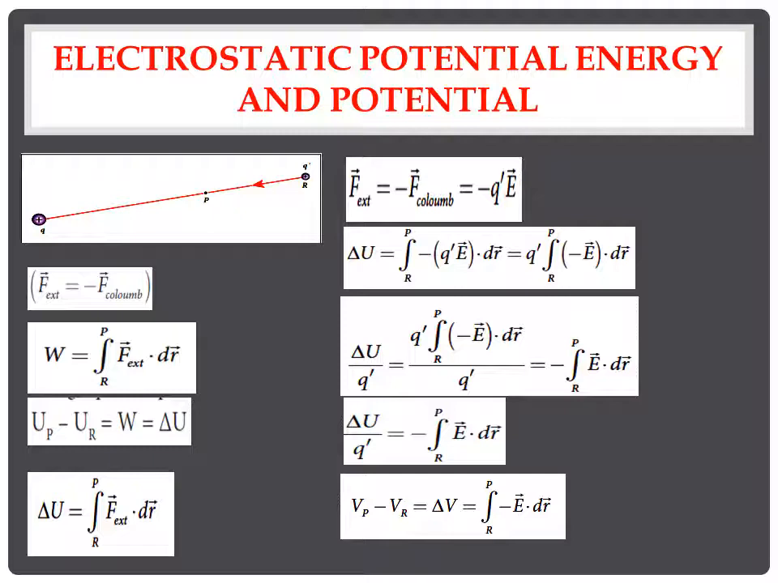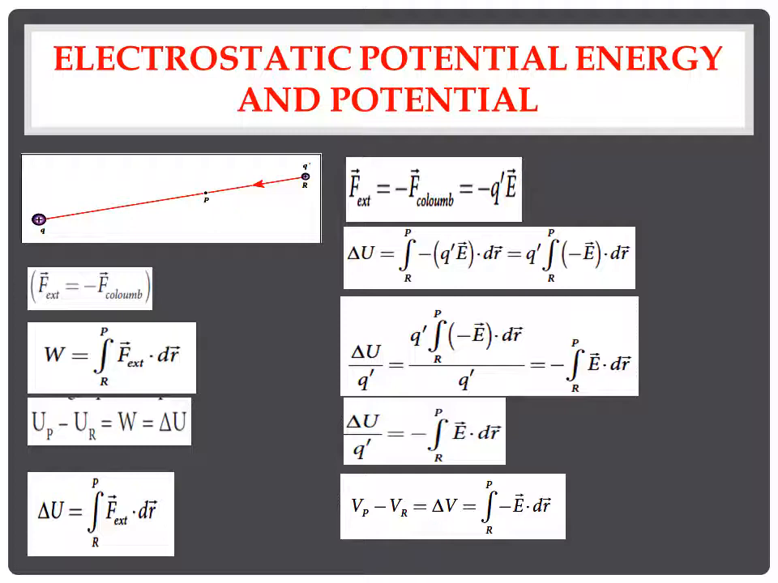You consider a positive charge Q which is kept at the origin and which produces an electric field E around it. You know always if you have a charge, an electric field will be created around it. Now a positive charge Q dash is brought from the point R to the point P against the repulsive force. The repulsive force is acting between Q and Q dash.